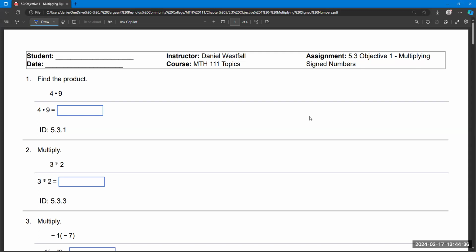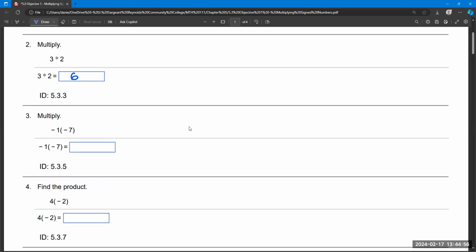So multiplying a positive times a positive is going to give us a positive. 4 times 9 we know is 36. We can use a multiplication dot, or we can use this asterisk to denote multiplication. 3 times 2 is going to be 6. And -1 times -7, we can use these parentheses like this to denote multiplication as well. So this is multiplication of like signs here. We're going to end up with a positive result of 7.